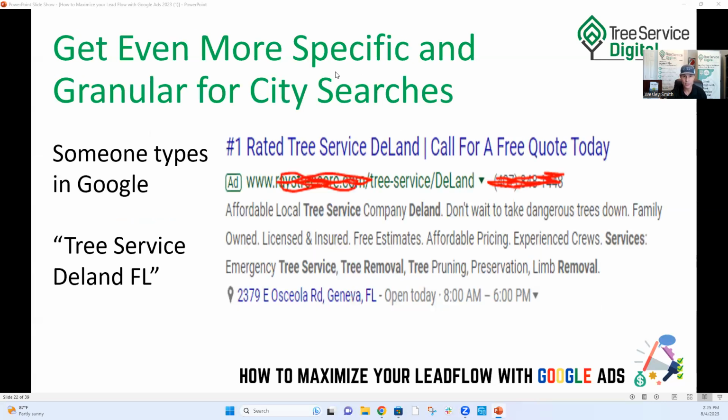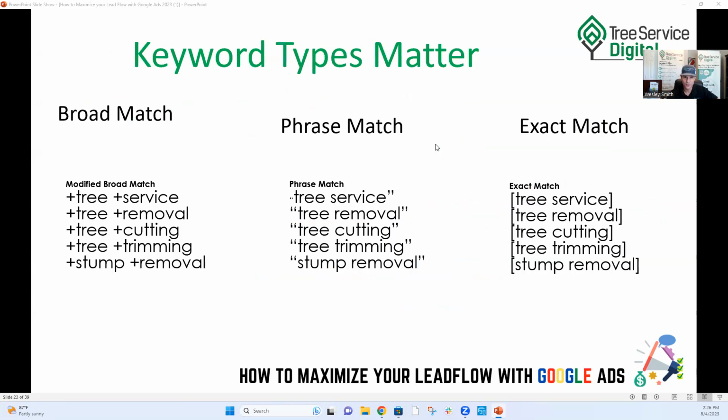So you can get even more specific and granular for city searches too. So let's say somebody types in tree service DeLand, Florida, right? Which is just a small area in Florida, Central Florida. Well, then the ad that pops up, #1 rated tree service DeLand, call for a free quote today, right? And then your ad copy, affordable local tree service company. Don't wait to take dangerous trees down. Family owned, licensed and insured, free estimates, affordable pricing, experienced crews. You see how this one's like a lot bigger. It's got a bunch of different extensions on it and things like that. So this is even more granular. Somebody types in tree service city, you want an ad that says #1 tree service in such and such city. And that helps get it more clicks as well.